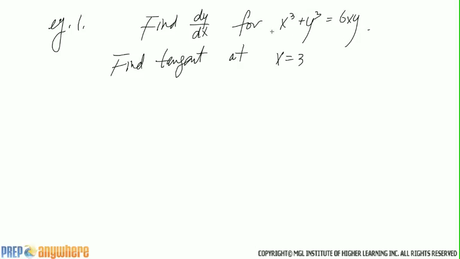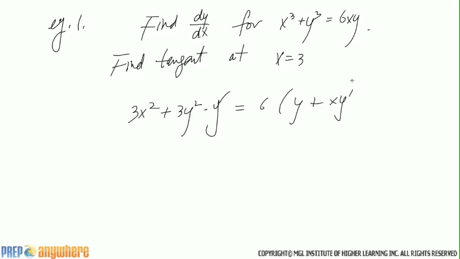Okay, so let's implicitly differentiate this to first find dy/dx. You get 3x squared plus 3y squared y prime. I'm going to use y prime instead of dy/dx because it's just faster to write. You get 6 times y plus x y prime by product rule.